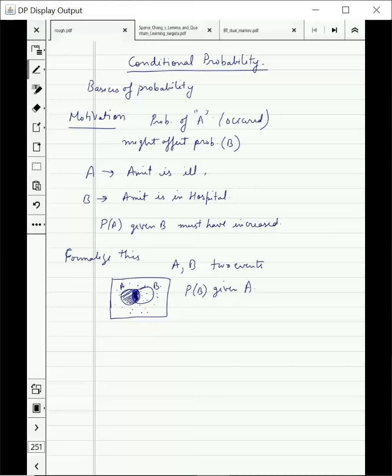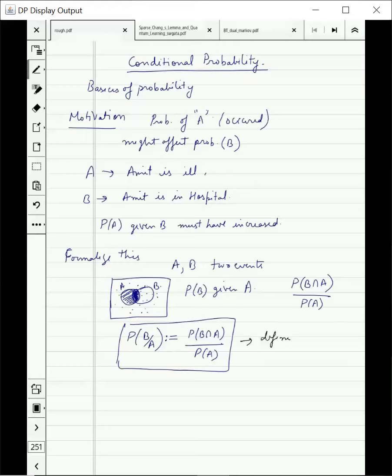So it seems like the probability should be the ratio of probability of B intersection A divided by probability of A. And this is how we define the conditional probability. So probability of B given A is defined as probability of B intersection A divided by probability of A. Remember that this is a definition. This is how we define conditional probability, which actually matches with the intuition as described by this photo.